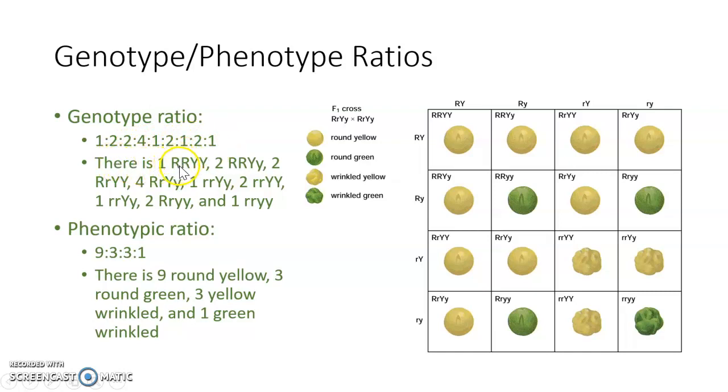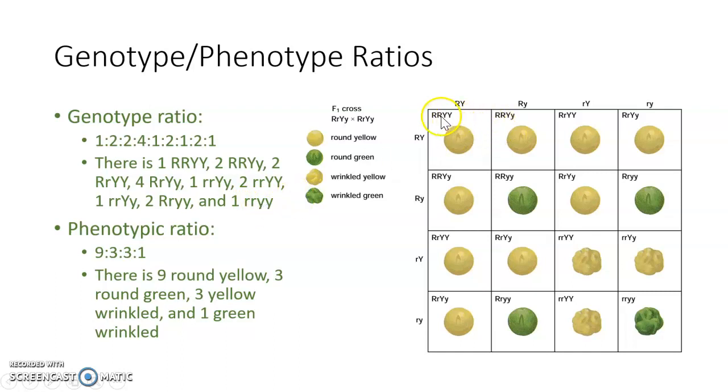Meaning there's one homozygous round yellow plant, two homozygous round heterozygous yellow plants, two heterozygous round homozygous yellow plants, four heterozygous round heterozygous yellow plants, one homozygous wrinkled heterozygous yellow plant, two homozygous wrinkled homozygous yellow plants, one homozygous wrinkled heterozygous yellow plant, two heterozygous round homozygous green plants, and one homozygous wrinkled homozygous green plant.